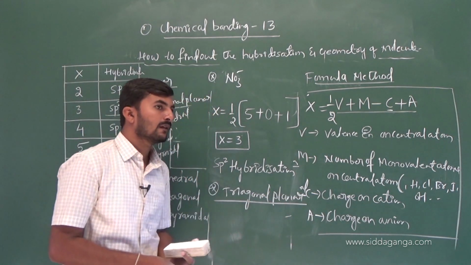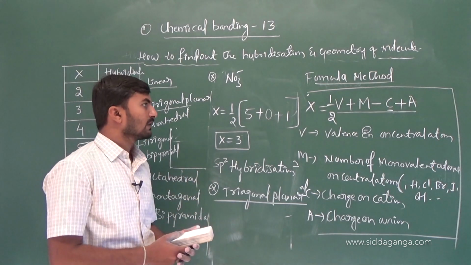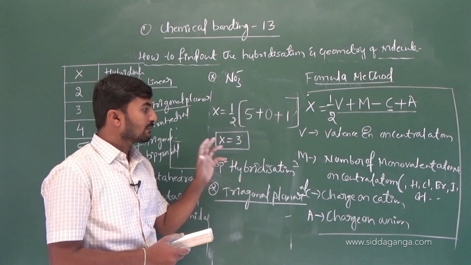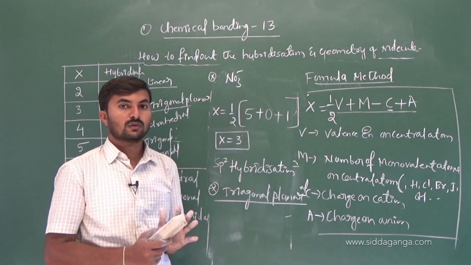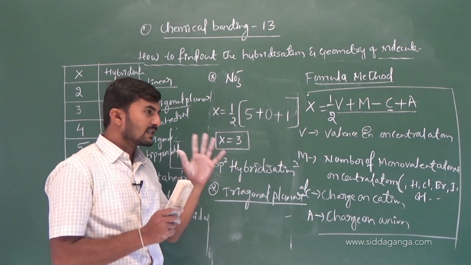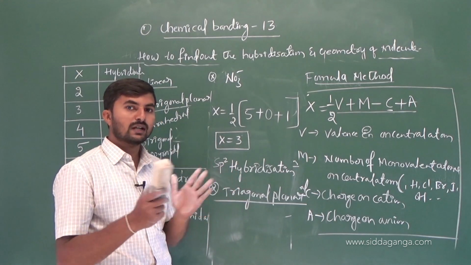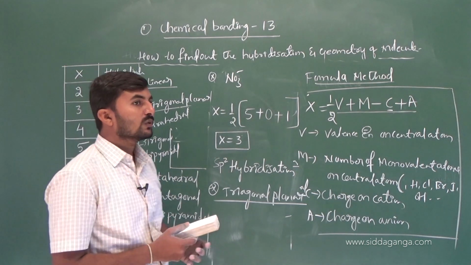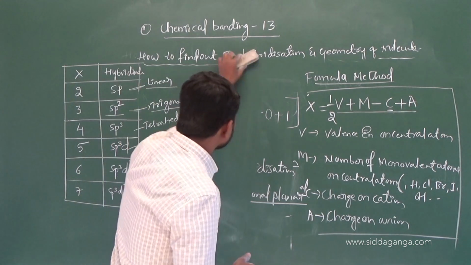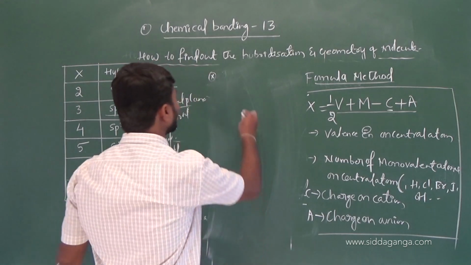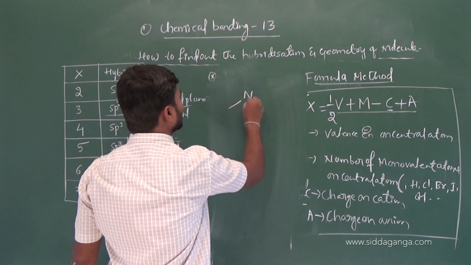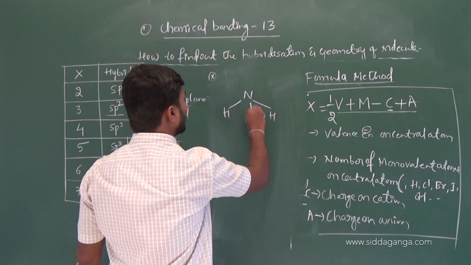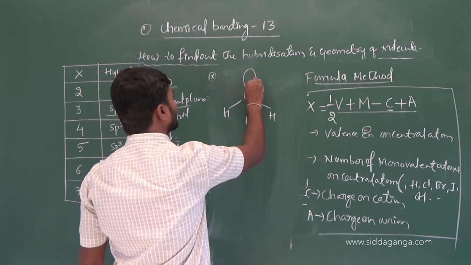But in this case, by the formula method or by the previous method, we can predict only the geometry of the molecule, not the shape. Then what is the difference between the geometry of the molecule and the shape of the molecule? Here, if you consider the NH3 molecule, NH3 molecule with one lone pair.